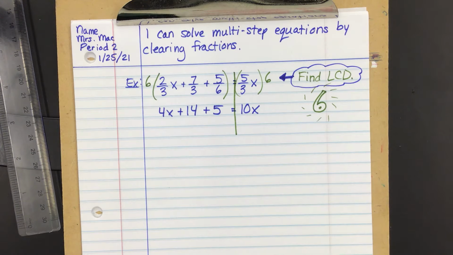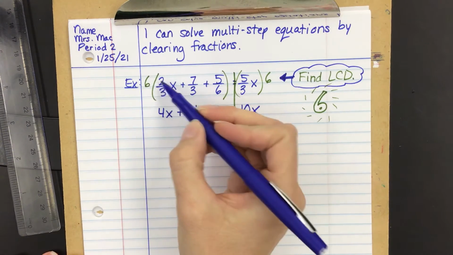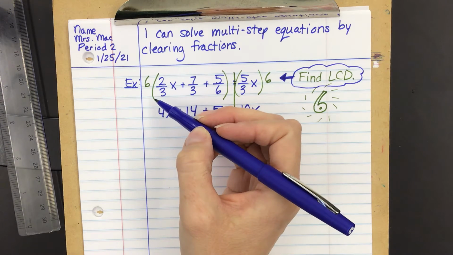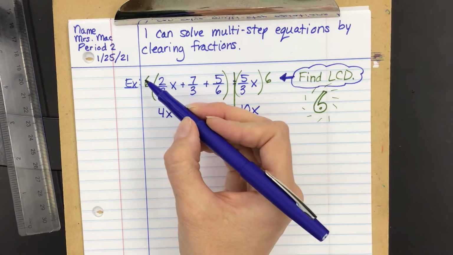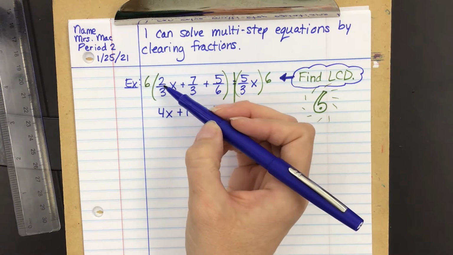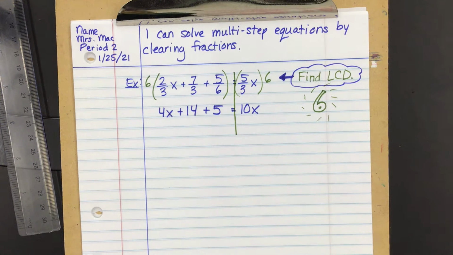Yeah, Elizabeth. Wait, how do you get to 4x plus 14? Okay, so I multiply everything by 6. And so I'm basically just doing 6 times 2/3. And however you like to do that is fine. I usually do 6 divided by 3 is 2. 2 times 2 is 4. But some people will do 6 times 2 is 12, and 12 divided by 3 is 4. So it just totally depends on which approach you prefer.